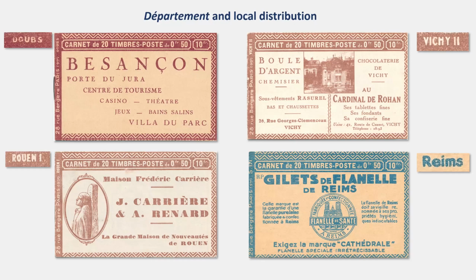And the bottom right-hand side here is a nice one because it tends to contradict things, because it's got RP in the top left-hand corner for Région Parisienne, but the advertising in it on the covers is for the town of Reims. So a slight contradiction there.